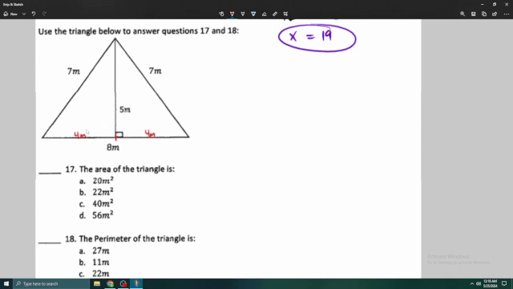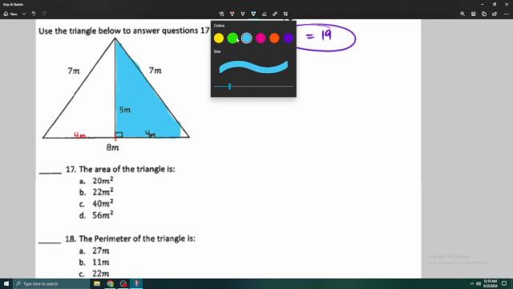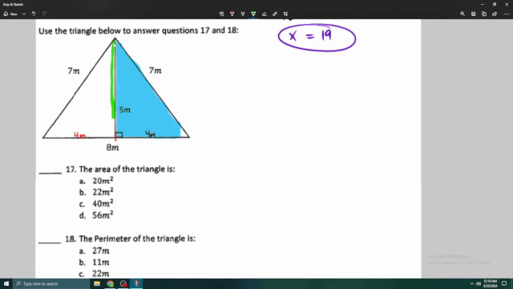4 meters long. Now, here's what I'm going to do. I'm going to find the area of the whole triangle by basically doubling the area of this triangle. Because under my assumptions, these two triangles, the blue and the green triangle, are actually the same. They're congruent.